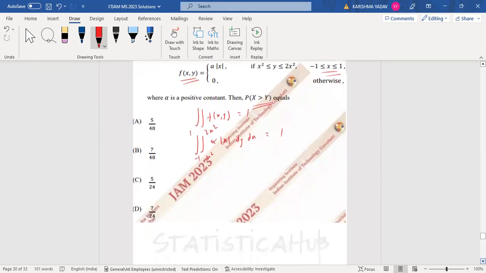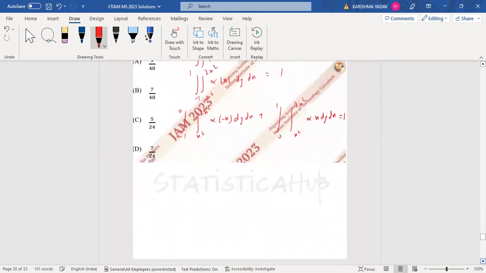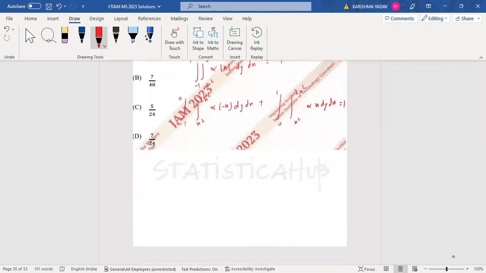As it is mod, we'll break the limits, like -1 to 0 and x square to 2x square of alpha times minus x dy dx, plus for x going from 0 to 1, x square to 2x square of alpha x dy dx. We have just broken the limits. Now let's solve this integration.